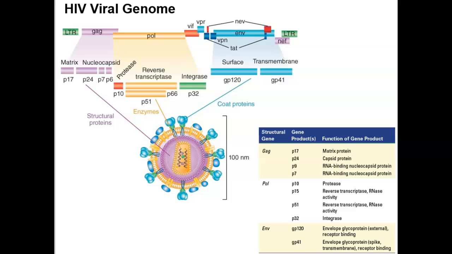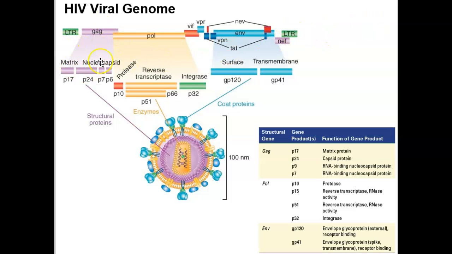If we look at the HIV viral genome, we've got several different genes, several different gene products that we need to think about. The regulation of gene expression is similar to some of the things we've already seen. We're going to have our early, middle, and late genes. In the genome, you've got your long terminal repeats at either end.